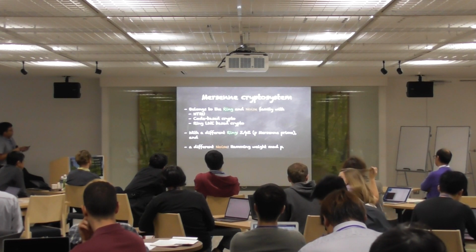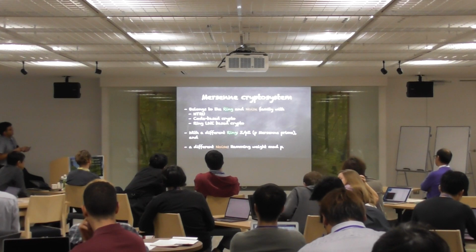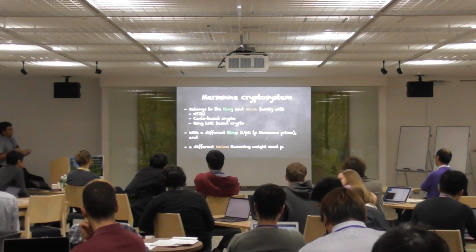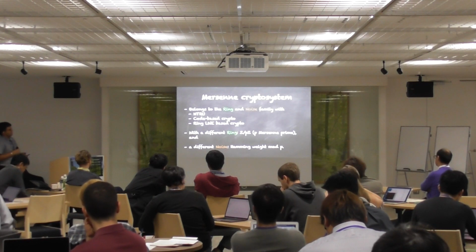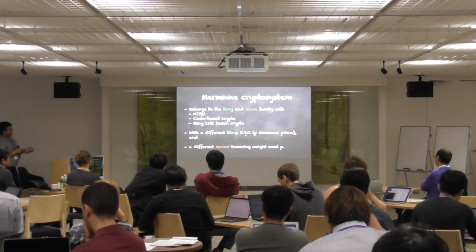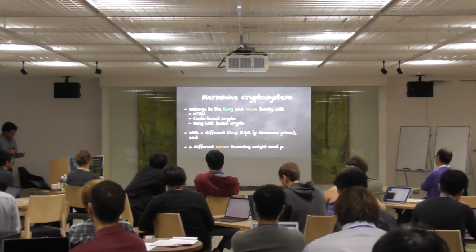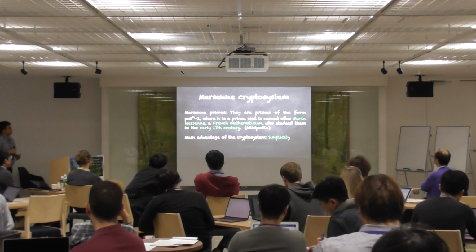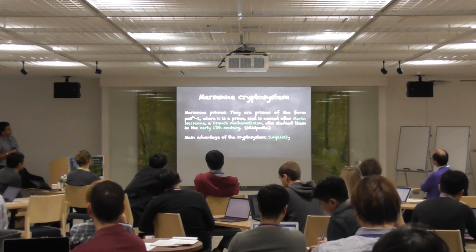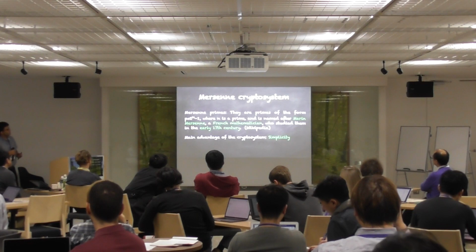For all of these ring and noise families, the noise is typically very unrelated to the ring, and so is the case here. So you see that we're not talking about a small element in the ring, but we're talking about a small Hamming weight. Okay, so what are Mersenne primes? These are primes of the form 2 to the n minus 1, where n is also a prime.